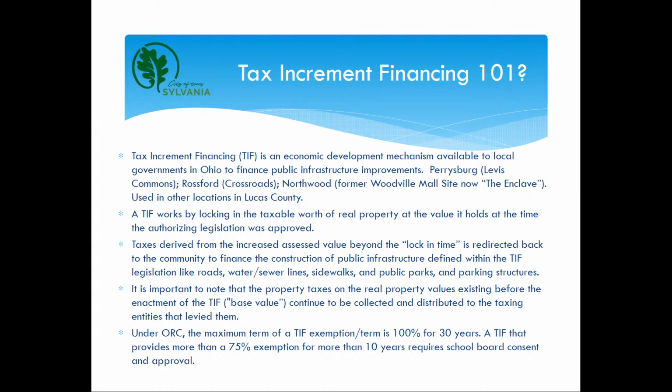So under Ohio Revised Code, communities are allowed to exempt up to 100% for 30 years, but they have to work with the school districts to make sure that a certain percentage of that tax goes back to schools, because the schools are very vital in the community, and there's that checks and balances. Now, the community can exempt up to 75% of that new increased valuation for not more than 10 years, and they can do it by just sending a coordination letter to the schools.